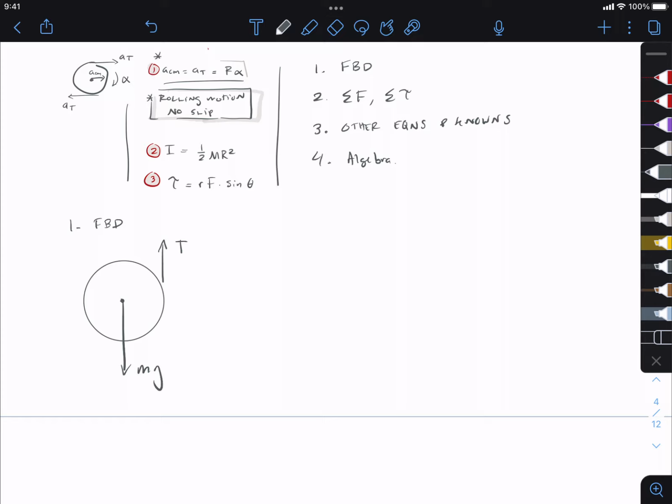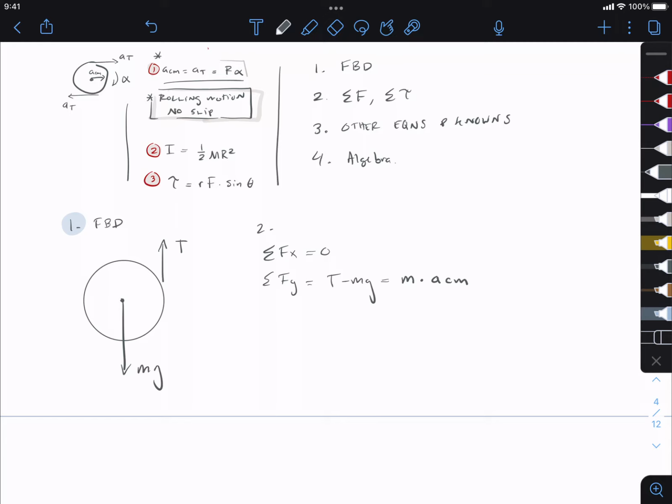Now, what are we going to do next? We are going to look at our sum of forces equations. We just have one object. The sum of forces in x would be 0, and in y would be equal to T minus mg. And we want to ask ourselves, is this going to be equal to some acceleration? In this case, yes, because the yo-yo itself is falling, so there is going to be the mass times some ACM as the yo-yo is falling.